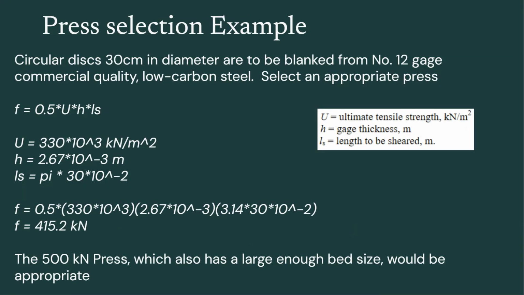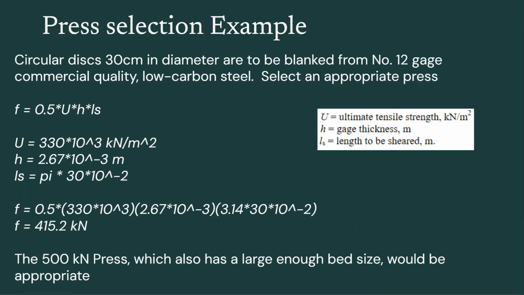So to look at an example of this, we could say, for example, we want to cut some circular discs that are 30 centimeters in diameter from 12 gauge commercial quality low carbon steel. And so we want to select an appropriate press for that use. So we look at our formula, F equals 0.5 U times H times L sub S.